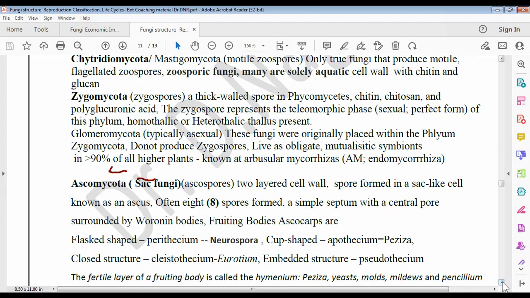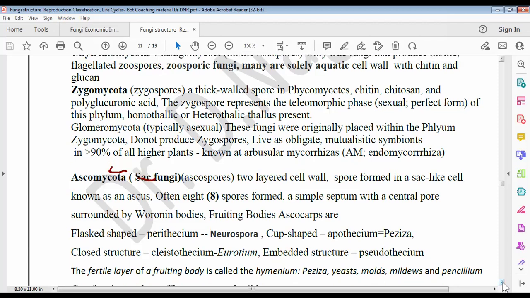Which group of fungi is also called Phycomycetes? Algal fungi. This question has been raised so many times. Algal fungi, that means algae and fungi mixed. It has an algal-like structure. Zygomycetes fungi are called Phycomycetes. Phyco means algae. The study of algae is called phycology.